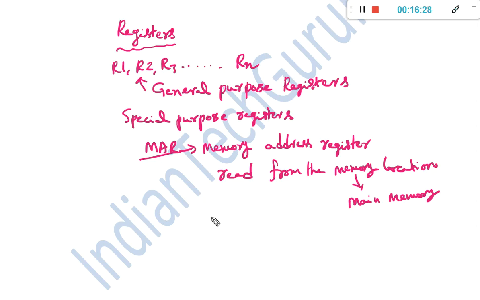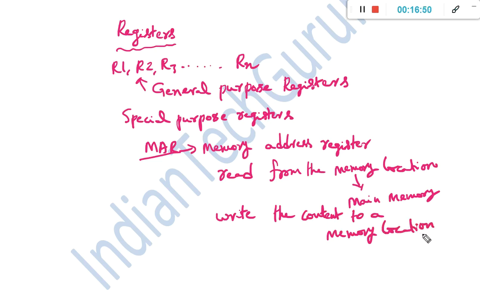Okay. Similarly, it is going to perform the other side also, that is, it is going to write the content to a memory location specified by MAR, the memory address register. So that is why this MAR has a special significance. In case of data transfers, either fetch operation or store operation, either read operation or write operation, this memory address register is very, very important.